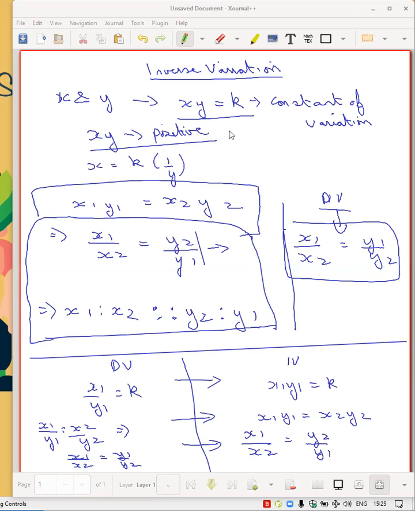So if they tell you directly that these numbers are in inverse variation, you can apply these rules. Whereas if they tell you that it's in direct variation, you can apply those rules. But in a lot of word problems, you will have to figure out whether it is direct variation or inverse variation on your own by applying your logic. Please copy these.